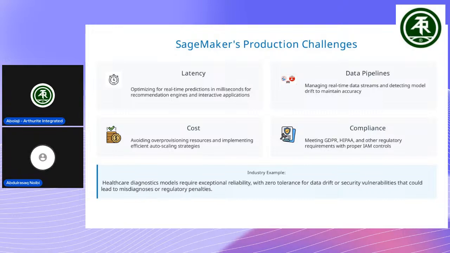Like how long does it take them to get a particular model? Does it really take time? Sometimes when your model takes time, that's where your latency comes in. So do you have a low latency or a high latency? In this case, SageMaker ensures that we have a very low latency.